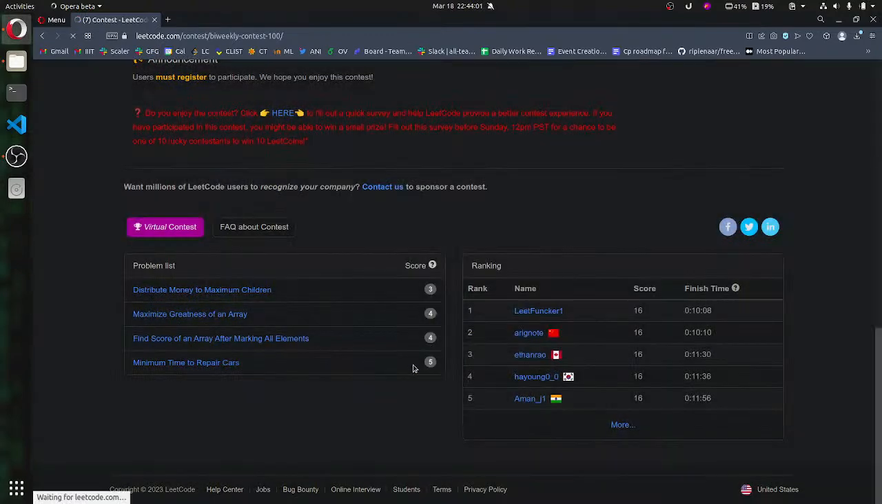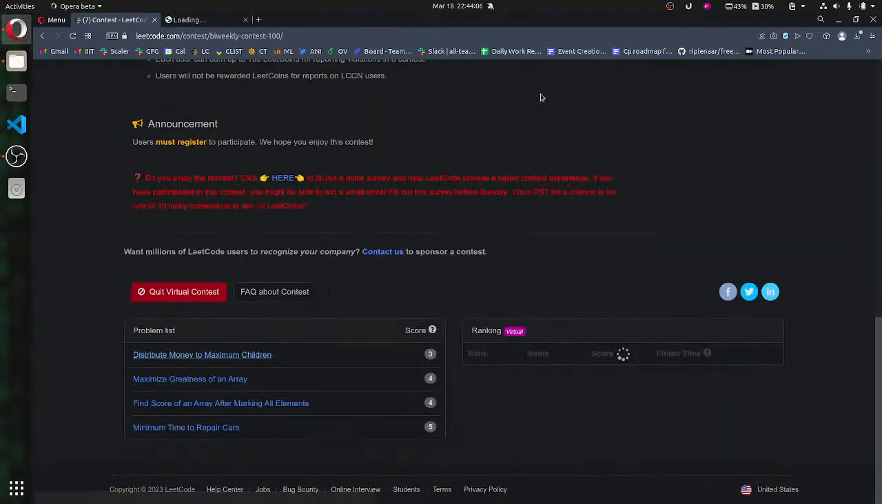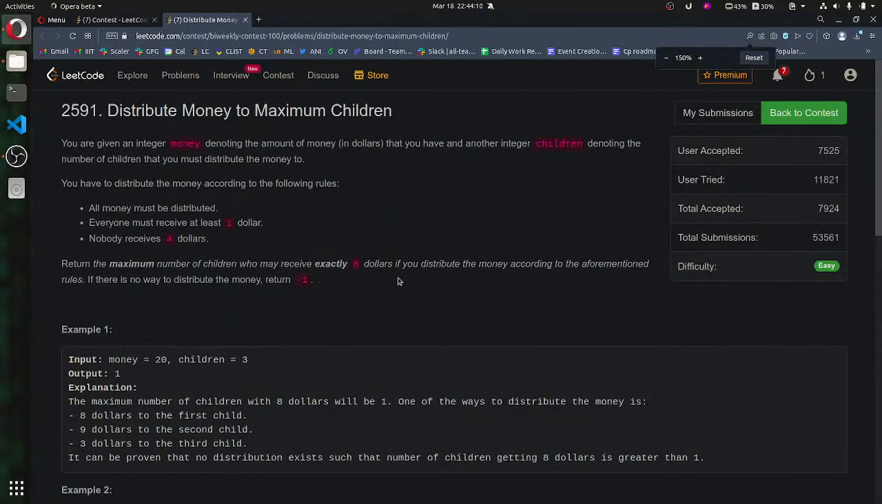So let's see. I think today's questions were easy because I can't find any hard questions, and overall points are only 16. Okay, so the first one is Distribute Money to Maximum Children. All money has to be used. Everyone should get $7. Now they receive $4.